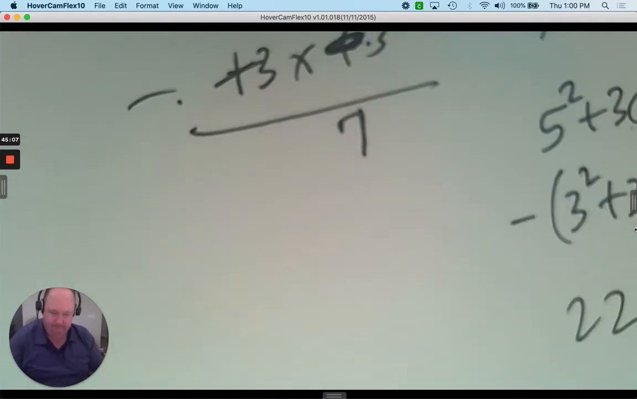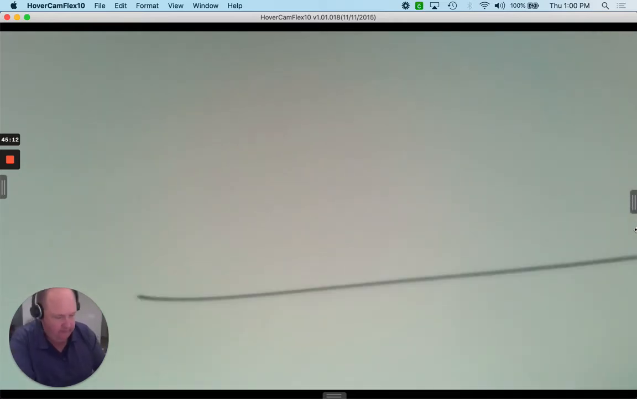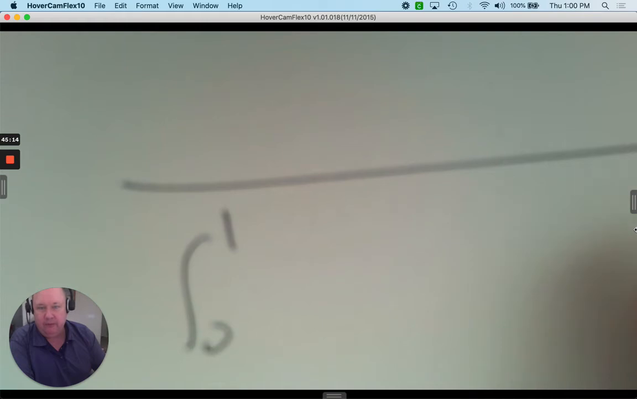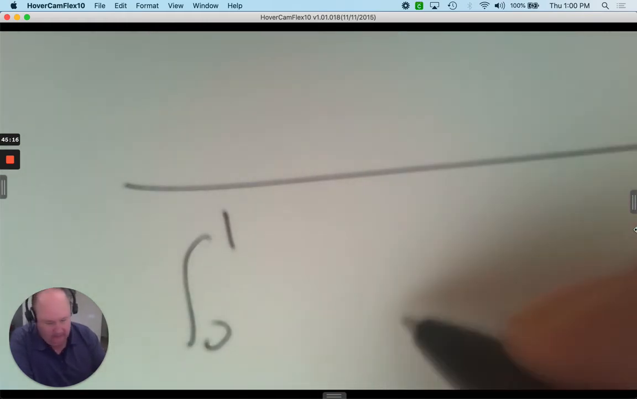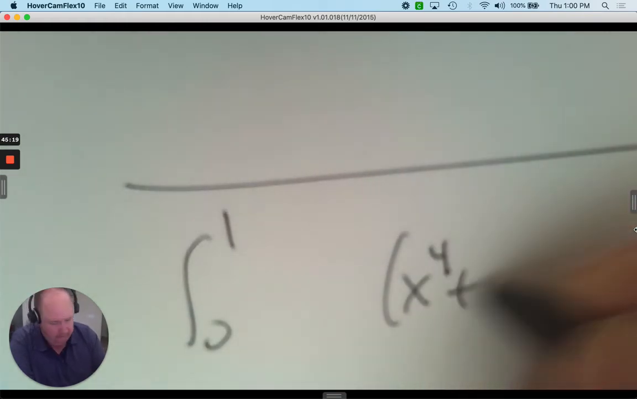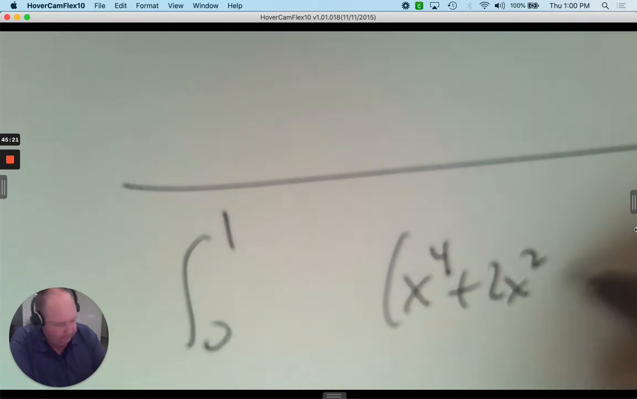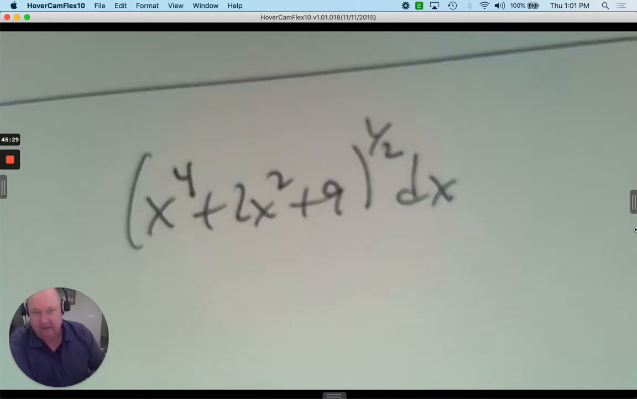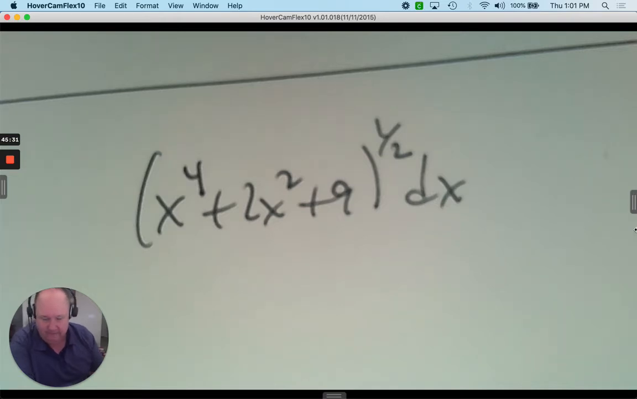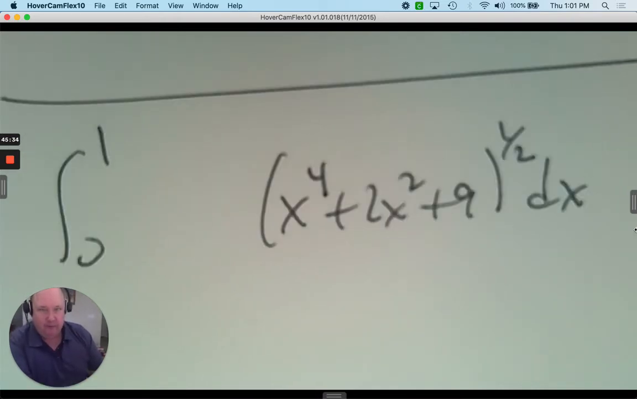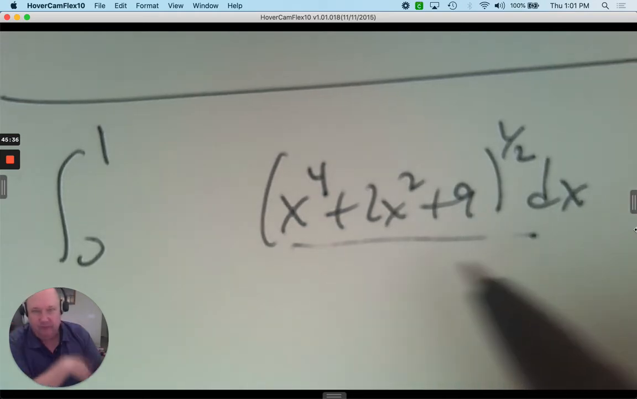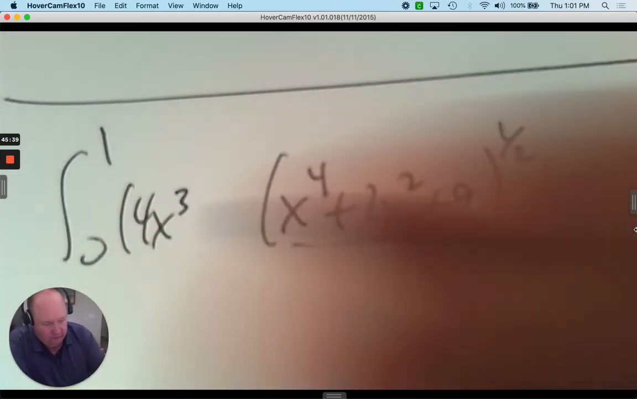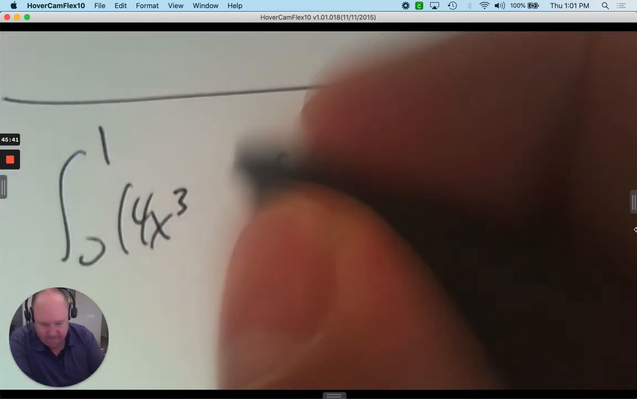69. In number 69, this is the question. We're integrating from 0 to 1. And the question has x to the 4th plus 2x squared plus 9. Now there's a little rectangle there. It just, graphic services, it should say dx, and the d didn't come out, just the little rectangle. I don't know why. Now I didn't write the first part because I'm going to take the derivative of the base. So that is 4x cubed plus 4x.